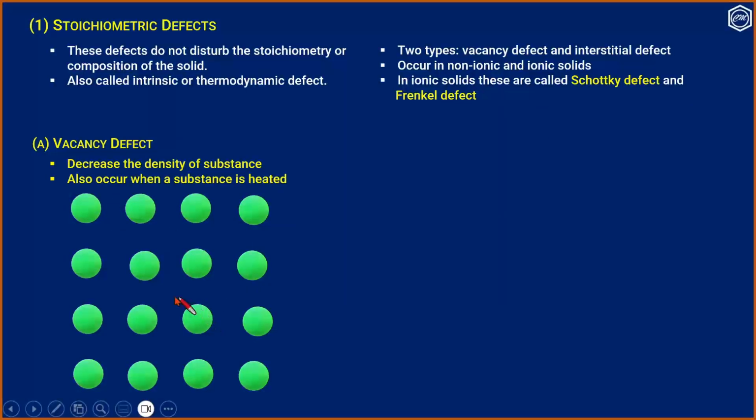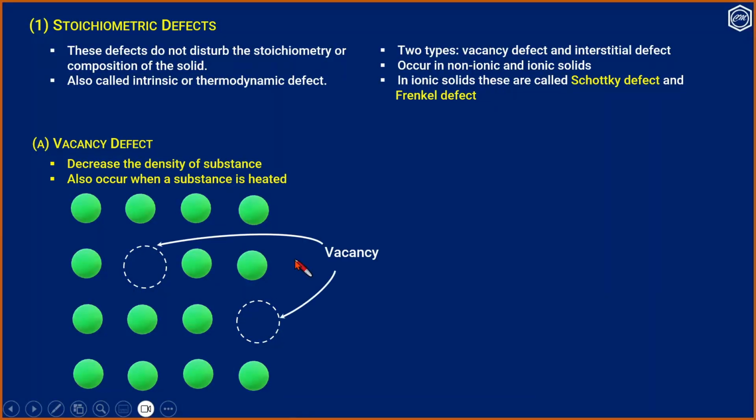This is a perfectly ordered arrangement of constituents. Suppose that A and B atoms are there: A, B, A, B, A, B, etc. Suppose that one A atom is missing. Therefore, another B atom should also be missing. So missing A atoms and B atoms are equal so that the stoichiometry remains the same. Because of these vacancies, the density of the substance decreases.